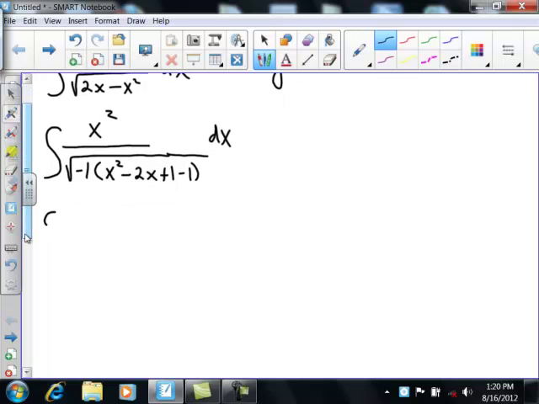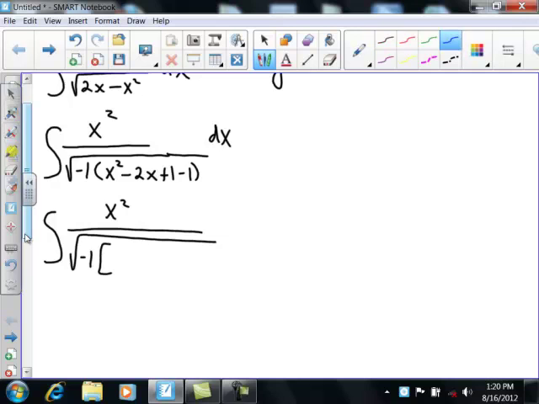Okay, so this is the integral of x squared over the square root of, have that negative 1 out there, times this first piece right here, x squared minus 2x plus 1. That is a binomial squared, so that is x minus 1 squared, and then my minus 1 out there. All that dx.